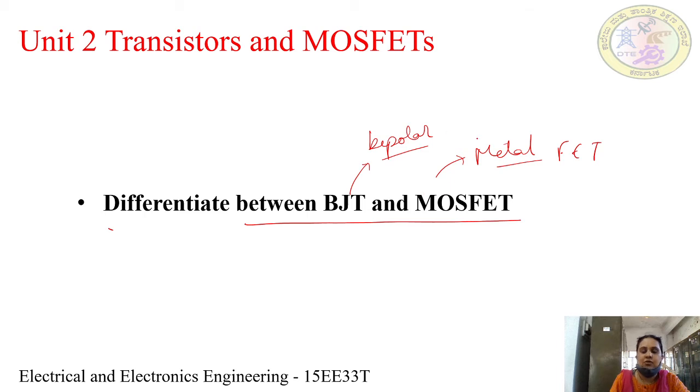We also have studied the constructional differences between these two, the characteristics of these two, the problems that both devices are going to suffer, and the applications of both the devices, etc. Let's enumerate it in detail.